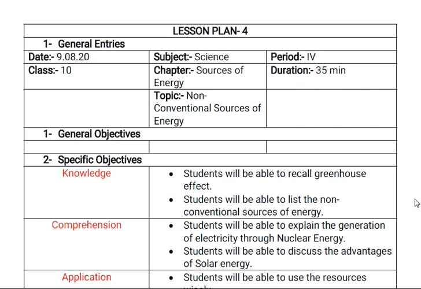As I've already explained in the previous videos, whenever we start a lesson plan, first of all we have to write the general entries here: date, class, subject, name of the chapter, period, and the duration. So the name of our chapter is sources of energy, and the topic we are going to cover today is non-conventional sources of energy.